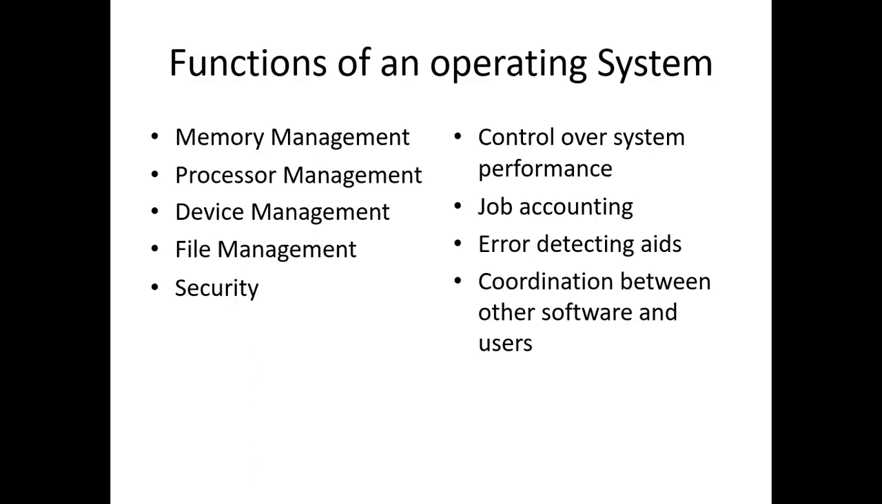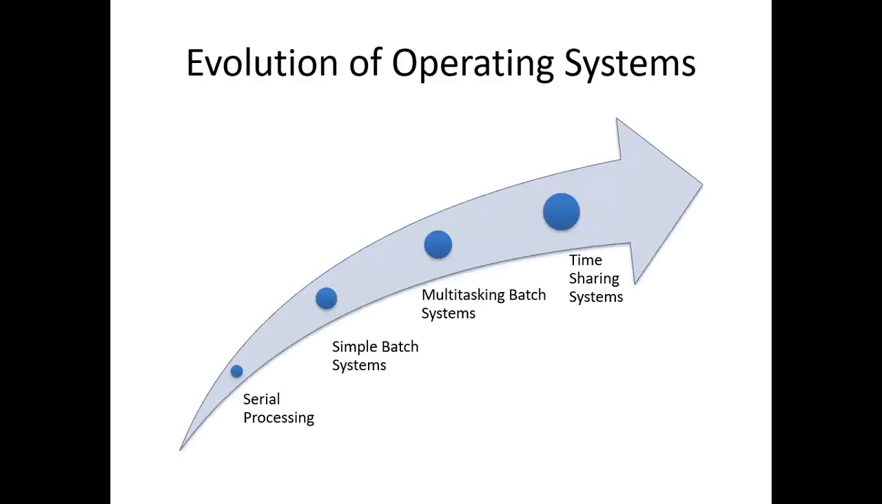So that is actually the job and the functions of an operating system. Now, how did the operating system start? Where did it start? Okay, so that is the evolution of operating systems. The first one was serial processing.